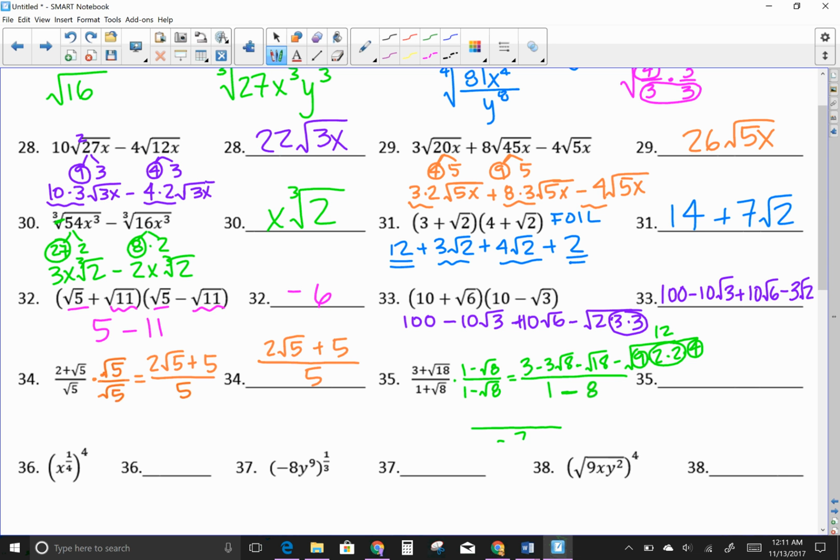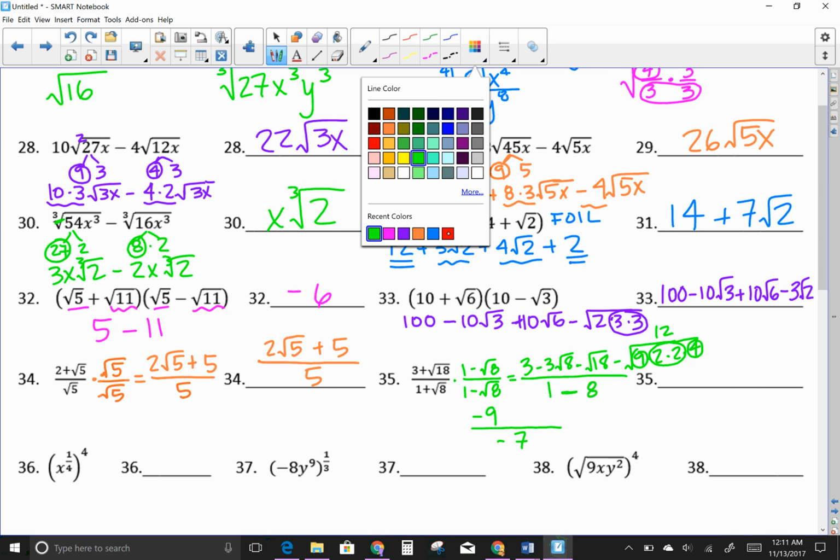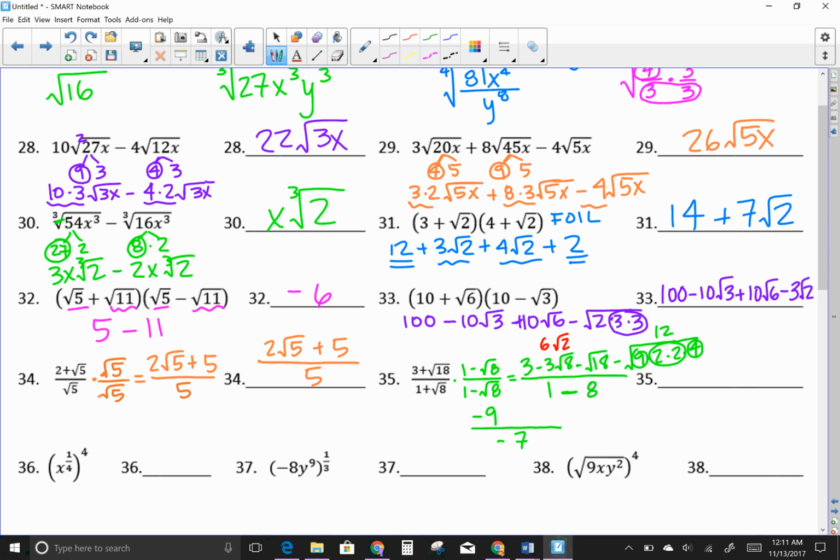On the bottom, of course, I have negative 7. And on the top, I have 3 minus 12, which is negative 9. And then I have this that I have to simplify. 8 is 4 times 2. So I'm going to go to a different color so maybe y'all can see that a little bit better, okay? If this is 4 times 2, the square root of 4 is 2. So this becomes 6 square roots of 2, and that's, of course, negative. This is 9 times 2, which is minus 3 square roots of 2.